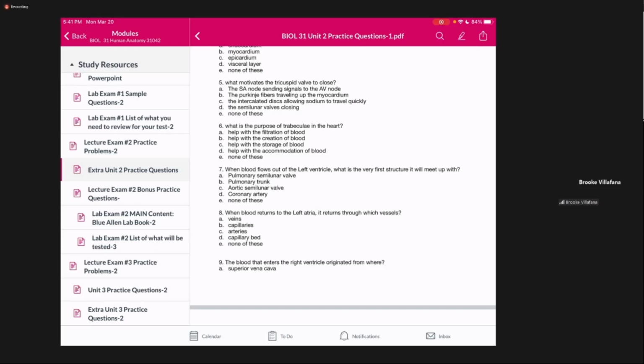That's not something that would cause it to close, and neither would the semilunar valves closing. Or I can't remember exactly what people's answers were in the chat, but E would be correct because the pressure of blood would be the correct answer. Does that make sense? That would be what motivates the tricuspid valve to close, would be the pressure of blood filling the right ventricle. What is the purpose of trabeculae in the heart for question 6?